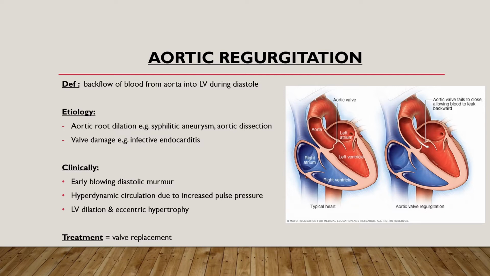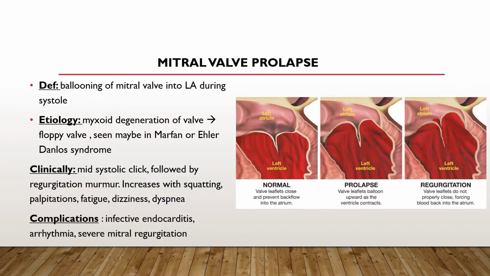Clinically, you will be able to auscultate an early blowing diastolic murmur, and increased pulse pressure leading to hyperdynamic circulation. There will also be dilation of the left ventricle, and that's because there is pooling of blood into the left ventricle from the aorta backwards, and there will be eccentric hypertrophy. Treatment is replacing the valve.